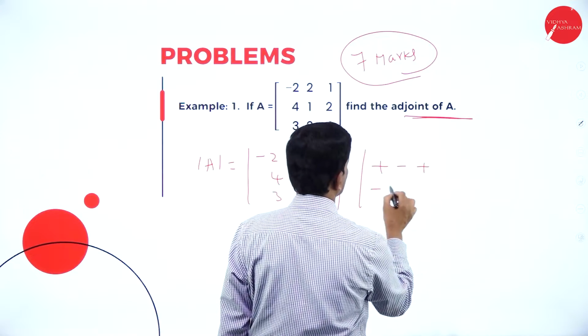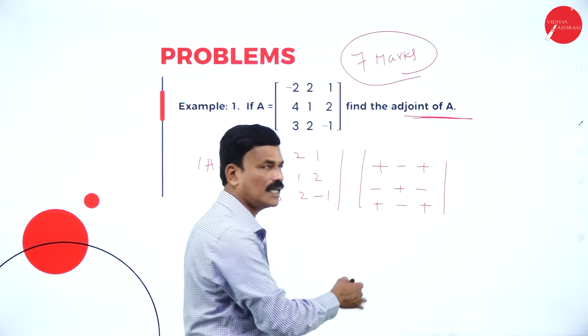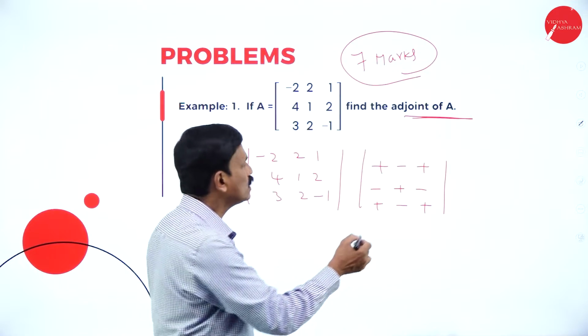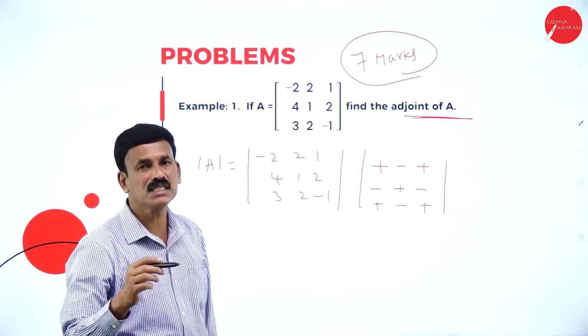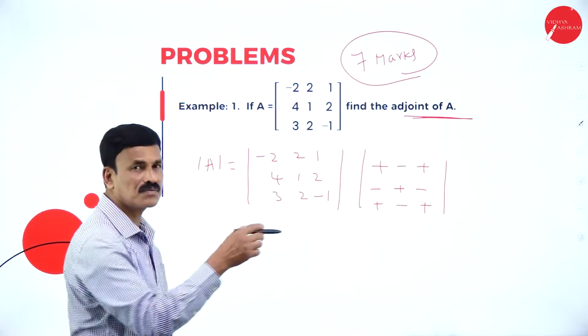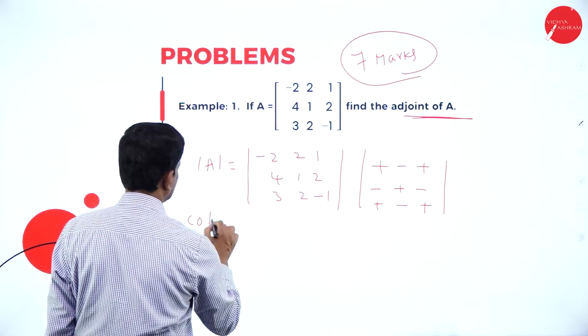Plus, minus, plus, minus, plus, minus, plus, minus, and plus. So the principal diagonal and secondary diagonals are positive, and the remaining are all negative. Just find out the cofactors for each and every element. So find out the cofactors for all the 9 elements. Now let me take the first cofactor.